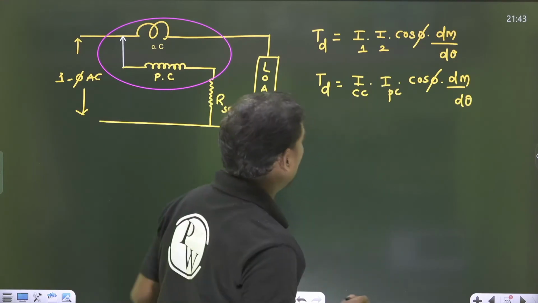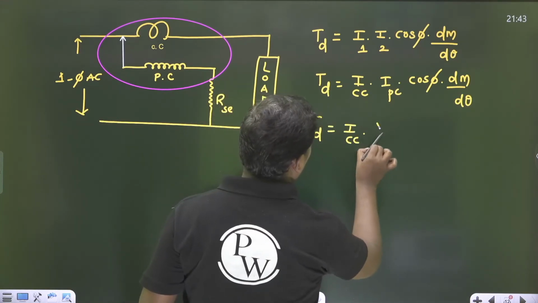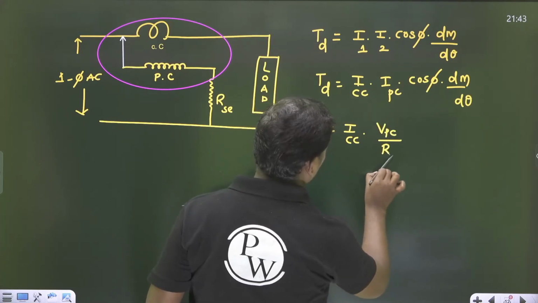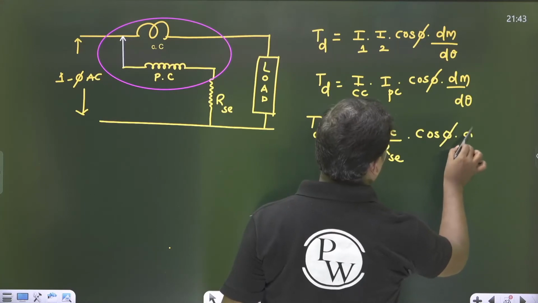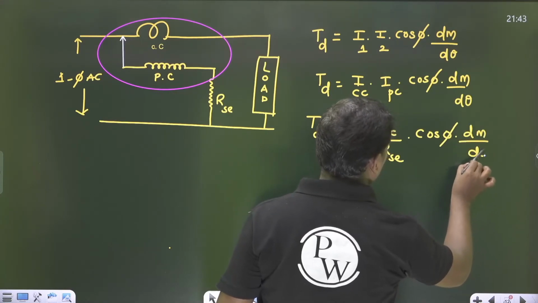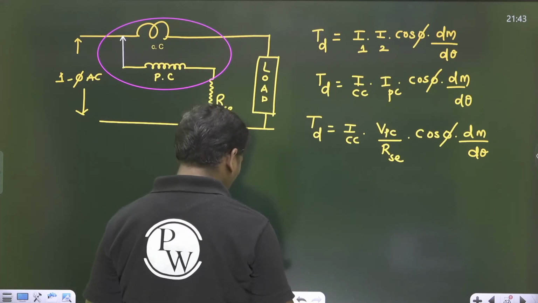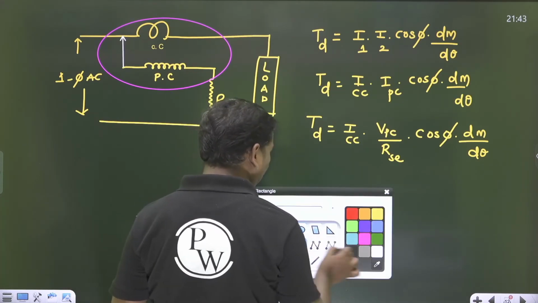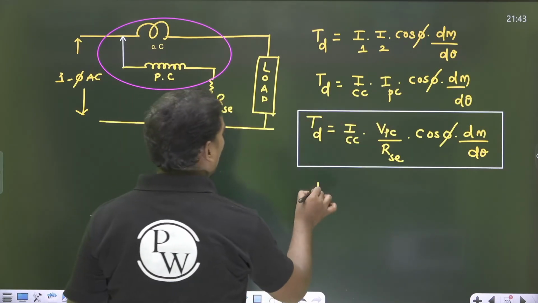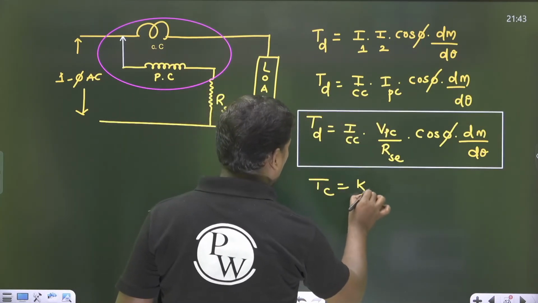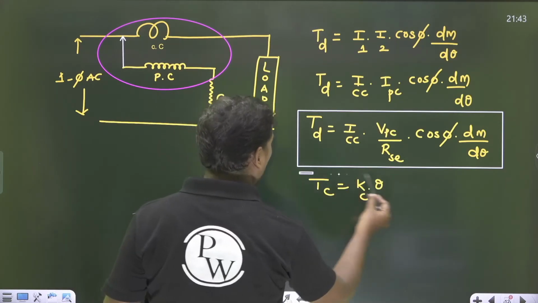So this is a proof. Deflection torque I can write: this is the ICC and this is the VPC by R series resistor, times cos phi dM by d theta. So this is the deflection torque here. Now if I keep this deflection torque in brackets, next comes the controlling torque. Controlling torque is equal to K times theta.